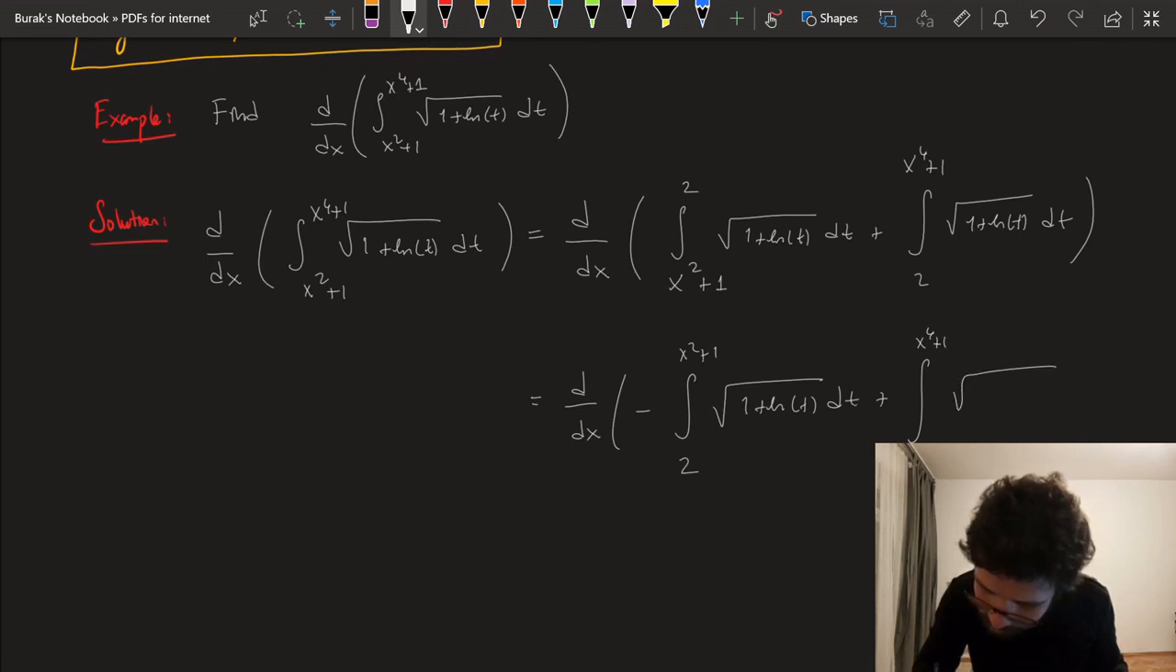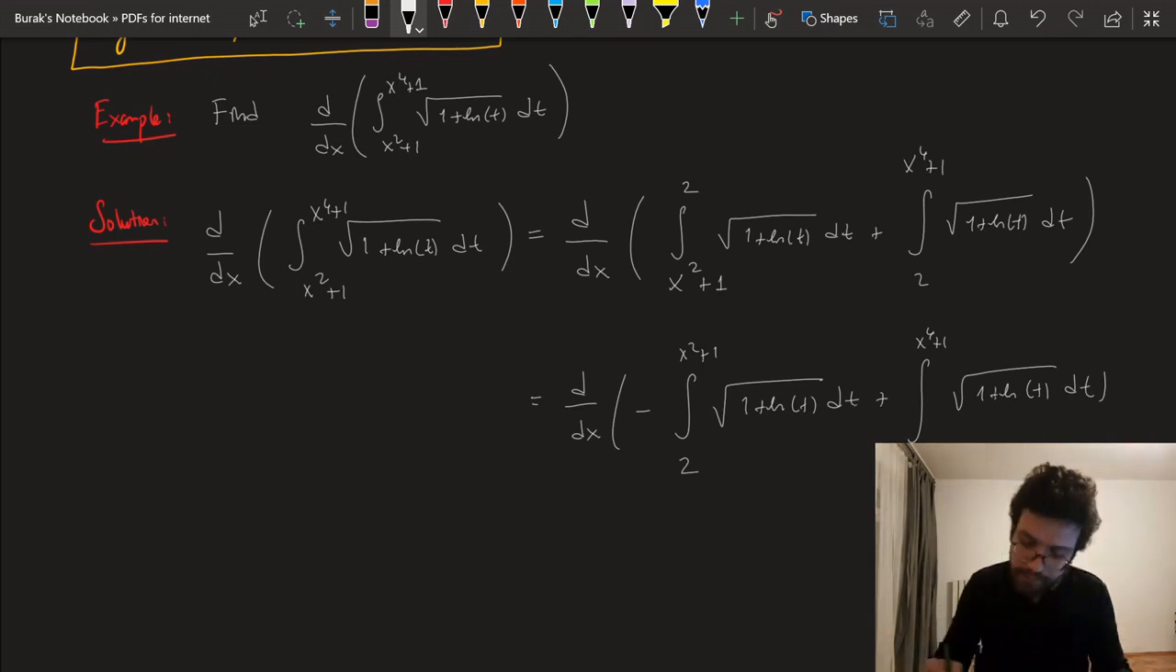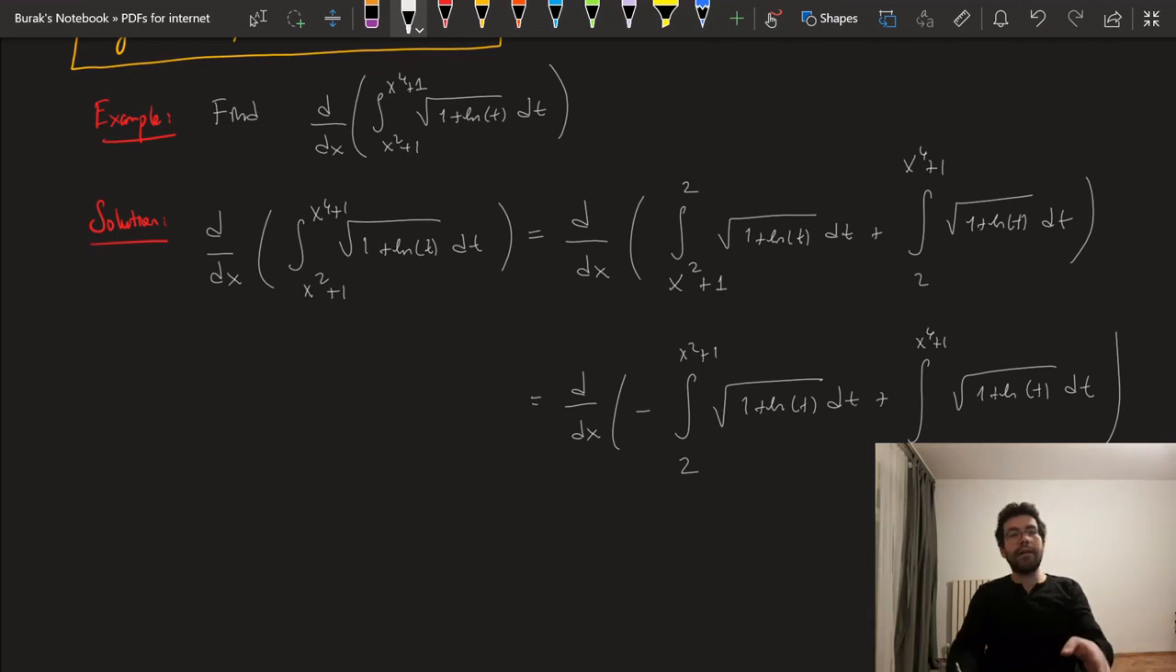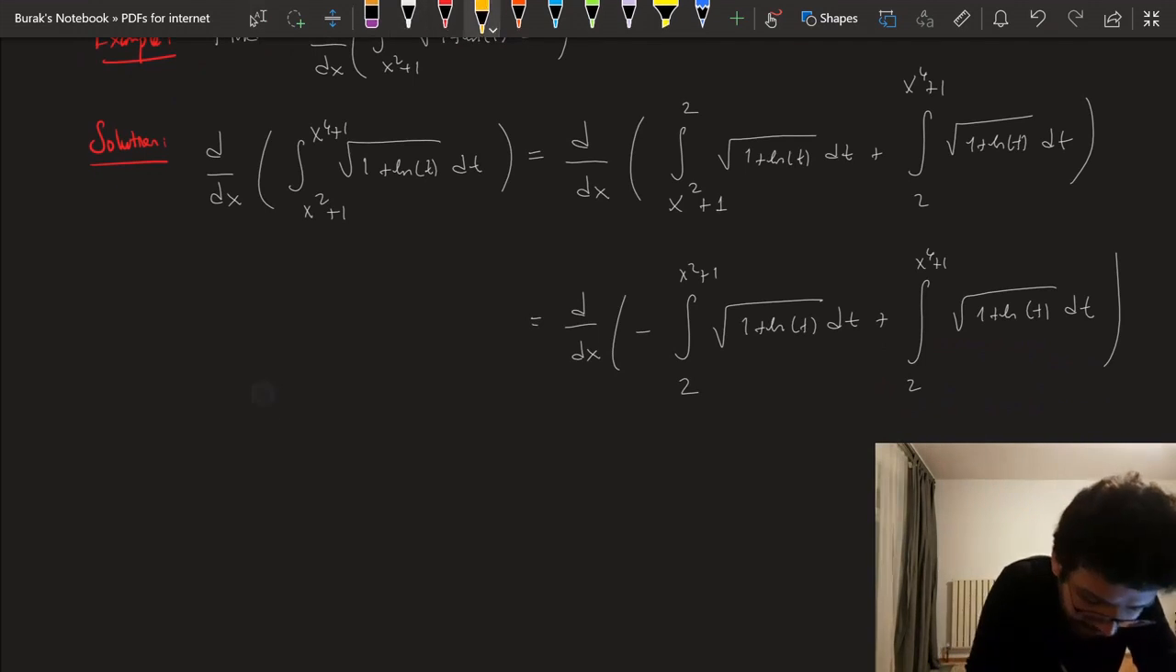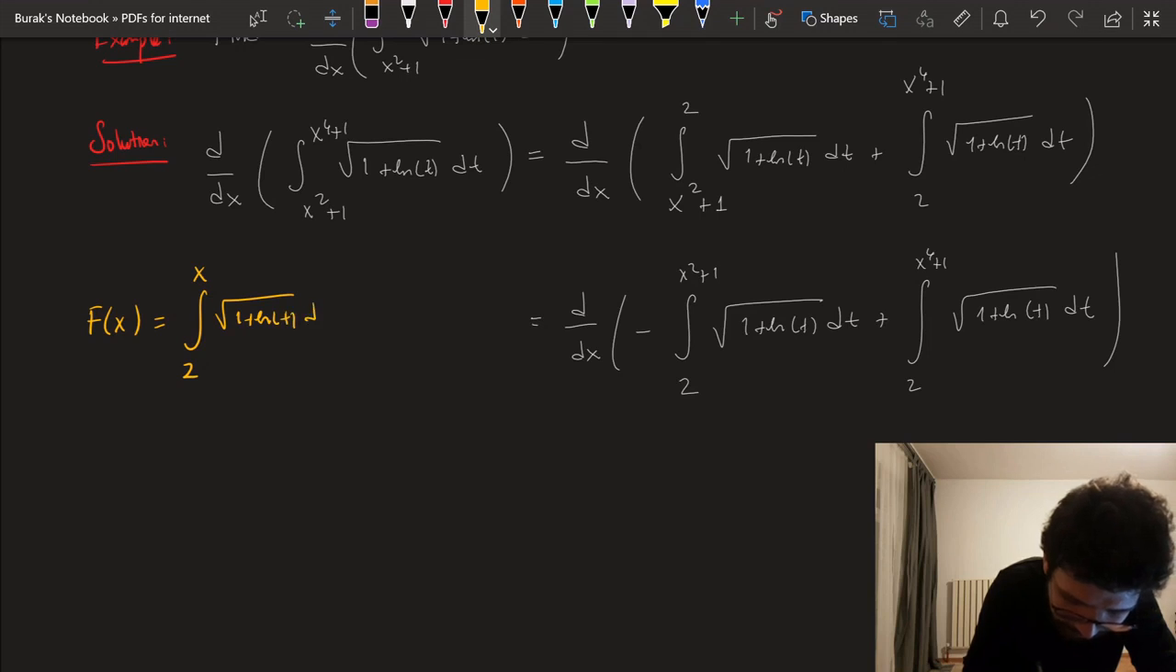And now I'm going to do the exact same trick that I did before. I see an integral here, a definite integral defining a function. The lower bound is a constant. The upper bound is not x, but it's a function of x. So I'm going to do the exact same thing here and call this integral f of x, the integral of square root of 1 plus ln of t dt.